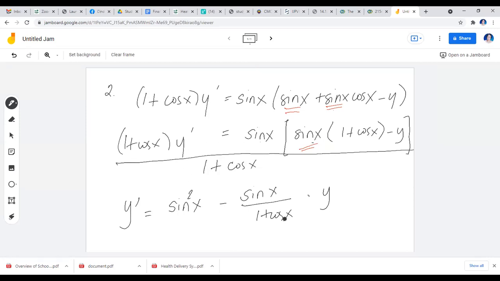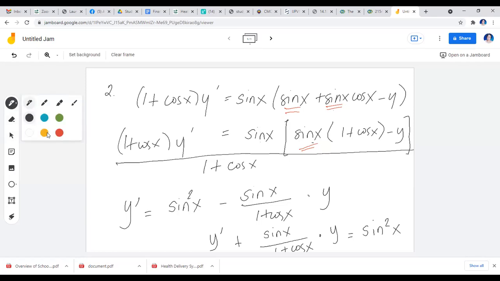Still, this does not look like a first order linear differential equation because I only have the derivative on the left. A first order linear differential equation should have the derivative. If I transfer this on the left, I will have plus sine of x over 1 plus the cosine of x times y. And this one is left on the right side, which is your sine squared of x. If you look at it very intently, this is now your p of x.